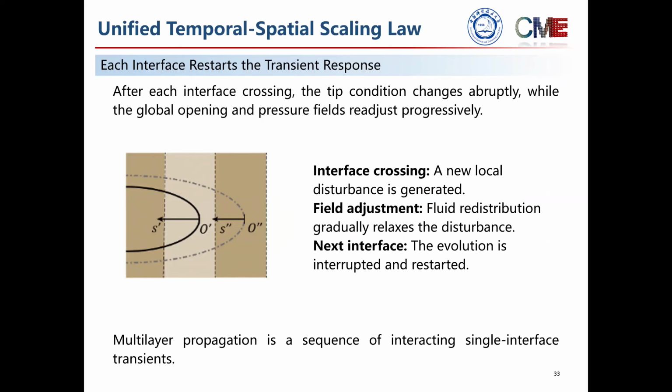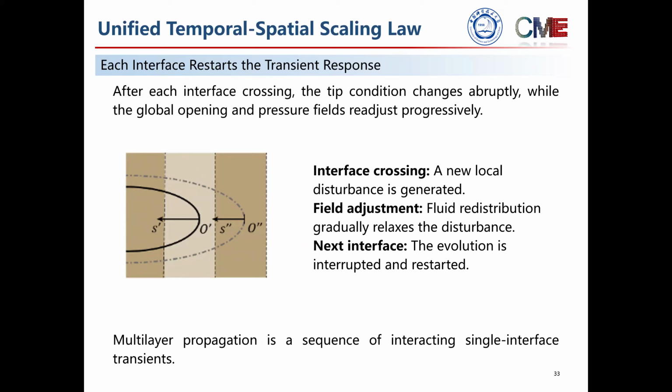In a multilayer system, every interface crossing generates a new local disturbance. The tip condition changes abruptly at the crossing. The global opening and pressure field then begin to adjust through fluid redistribution. But before the process is complete, the fracture will reach the next interface, which will interrupt and restart the transition. Therefore, the multilayer propagation can be viewed as a sequence of interacting single-interface transitions.